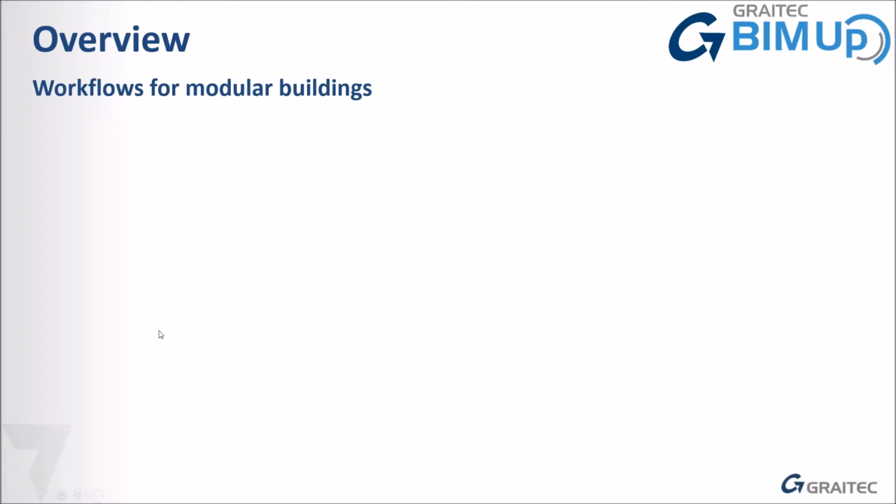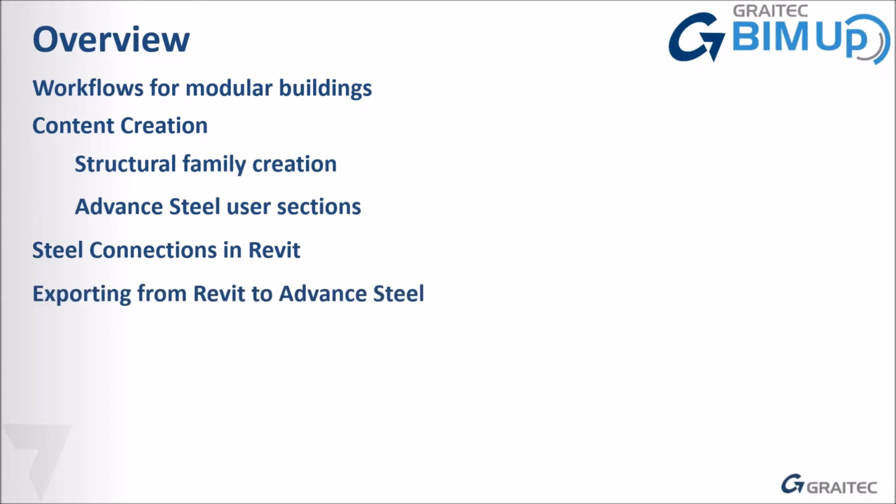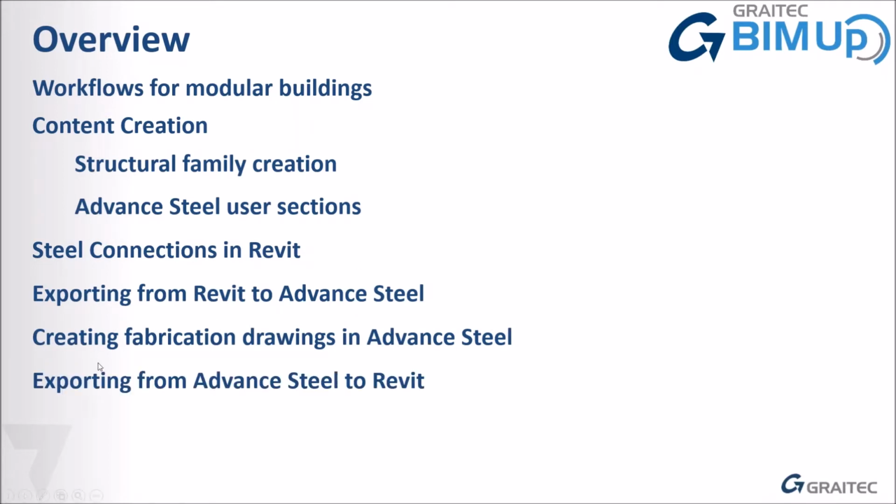Today we're going to look at the possible workflows: what software to start in, where the detailing is going to be finished, and when to transfer it. We'll quickly touch on content creation, so I'll give you a few tips and tricks and some hints that we've picked up on structural family creation inside Revit, and then creating those same sections in Advanced Steel. We'll look at a couple of the steel connections in Revit and what we can do in there. Then we'll export from Revit to Advanced Steel. We'll give you a flavor and a rundown of what Advanced Steel can do for you, and then we'll finally send it back to Revit.